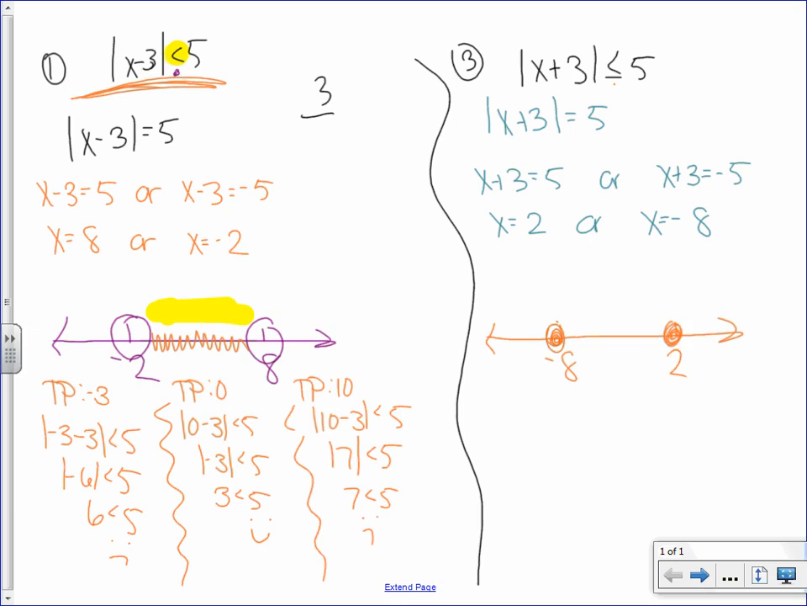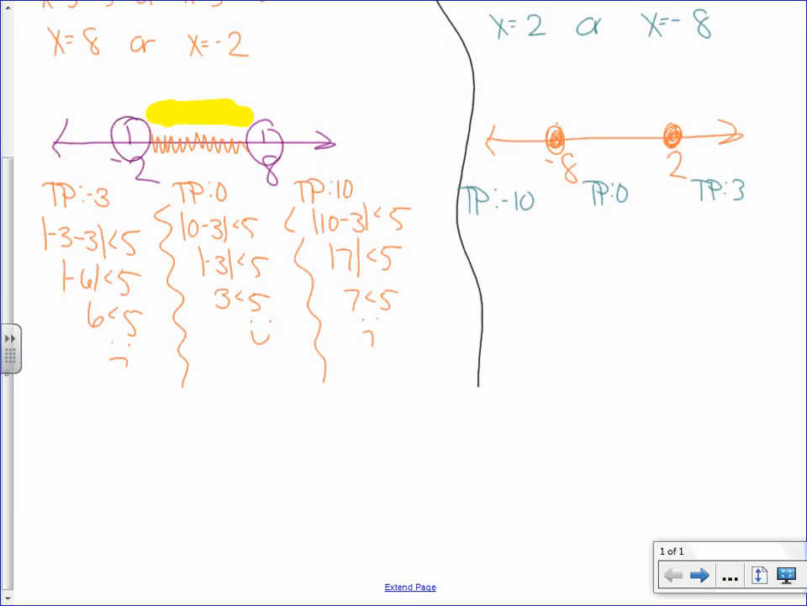Now, let's do some test point work. Here I'll test negative 10, here I'll test 0, and here I'll test 3. Remember, we check in the original.